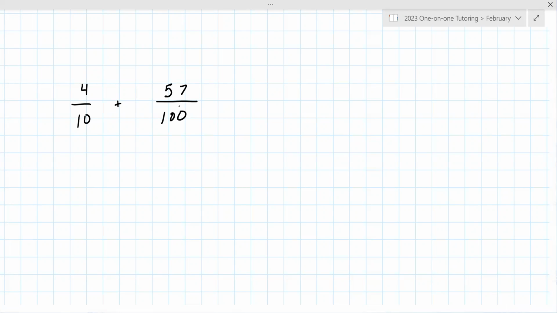Okay, let's try another one here. Let's go 4 over 10 plus 60. Let me change it. Let's go 57 out of 100. Okay. Why don't you try this one on your own, please?